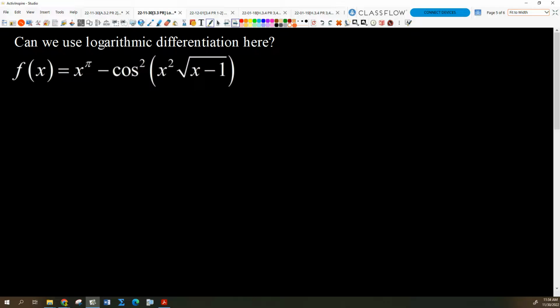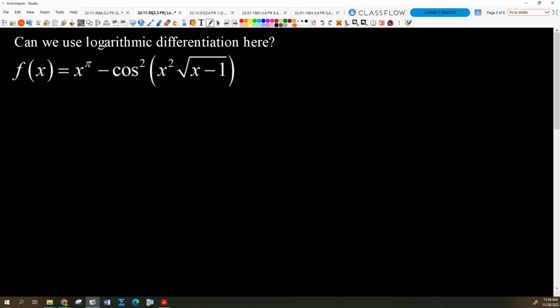Well, everybody think about it for a second. What do you think? Can I use logarithmic differentiation? Okay, why'd you change your mind? Because there's subtraction. There's subtraction, yeah. And remember what properties of logs do, right?